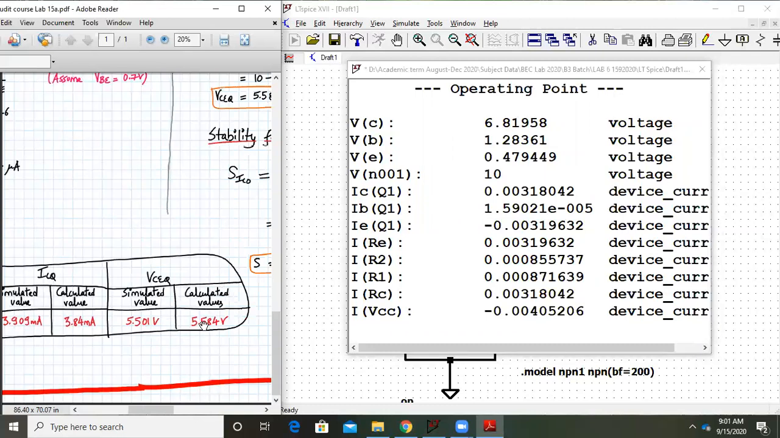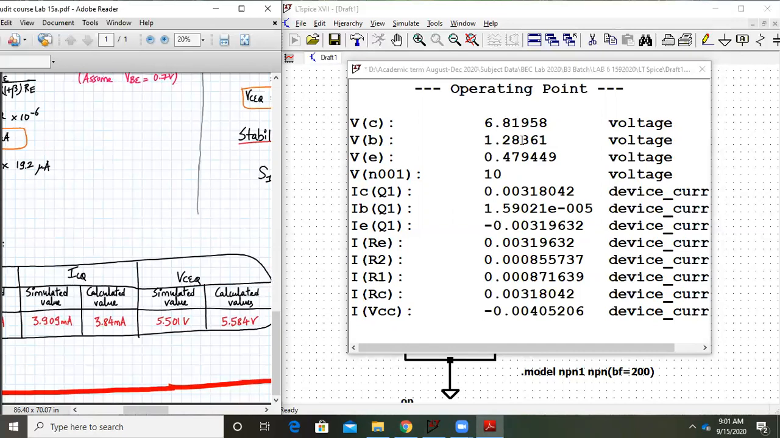VCEQ. So VCEQ should be 5.58 volts. Here it is somewhere around, VC value is 6.8, and VE value is 0.479. So we need to subtract VE from VC to get VCE. So it will be close to around, let's say, 6.3 something, and we are expecting around 5.58. Now you might wonder why we are getting so much of deviation. I'll help you out. Okay, so these are the values.